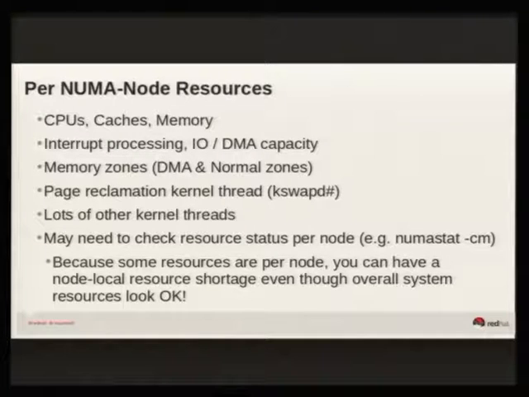So interrupt processing, I/O and DMA capabilities are NUMA aware. The memory zones are NUMA aware. The page reclamation, okay, there's a kswapd per NUMA node, and they run independent of each other, and I'll get into some of that. That has some strange consequences if you're not aware of it or if you do the wrong thing. And there are a lot of other NUMA aware threads in the system. You may need to check the status and look at times. If you're really trying to optimize and get a good performance result, you may have to really be aware of the way the hardware is laid out, and the way that the kernel is distributed among that, and the user space is distributed among it.